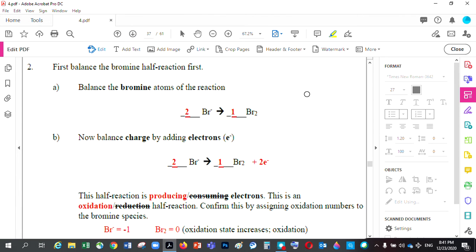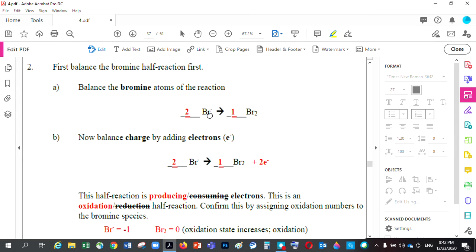Let's see the next step. Yes, that's what we did. So we have to balance just the bromine. We have 2 bromine here, so I have to multiply this by 2. 2 bromine, 1 bromine, correct? Now it's balanced. We did not balance the charges yet. We will come to that. But at least 2 bromine to 1 bromine. This is an oxidation.